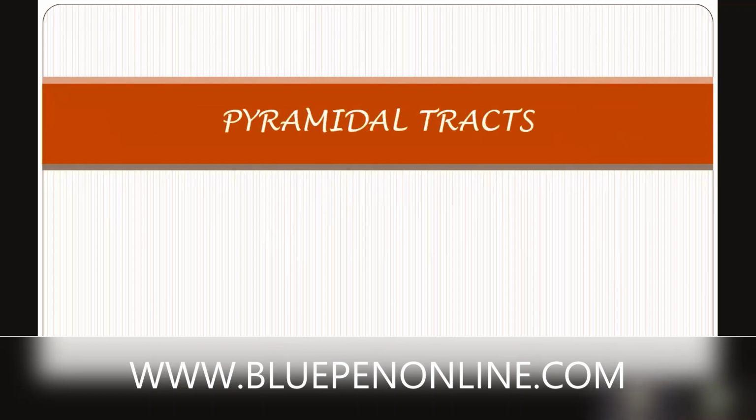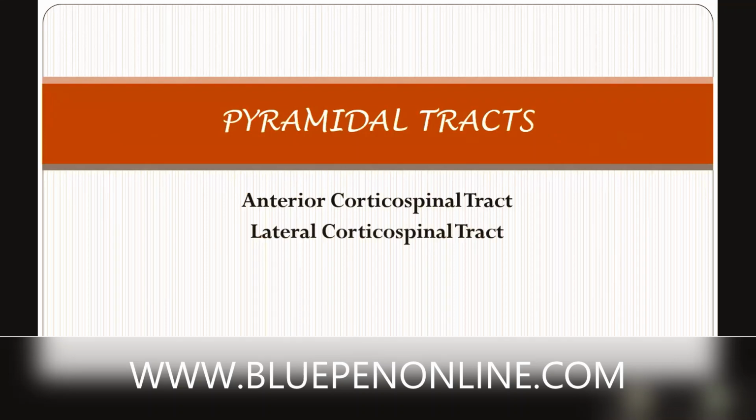Pyramidal tracts are mainly of two types. One is the corticospinal tract, and the other one is the corticobulbar tract. The corticospinal tract is in turn divided into two: the anterior corticospinal tract and the lateral corticospinal tract. Now, from these two terms, you can distinguish them, what they are and where they are going.